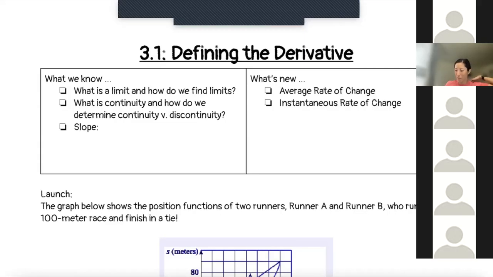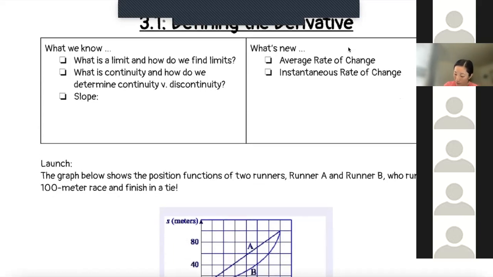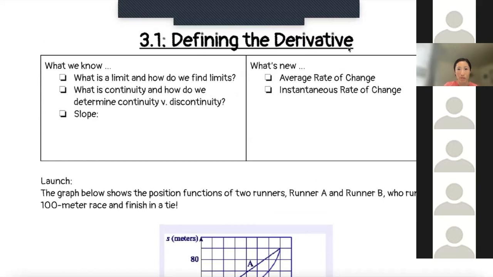All right, so we are beginning chapter 3 today. And for the pacing of our summer school class, the beginning of chapter 3 will be on the first unit exam, but only through 3.2. Okay, so today we're going to be covering 3.1 as well as 3.2. And for 3.1, it's called defining the derivative.